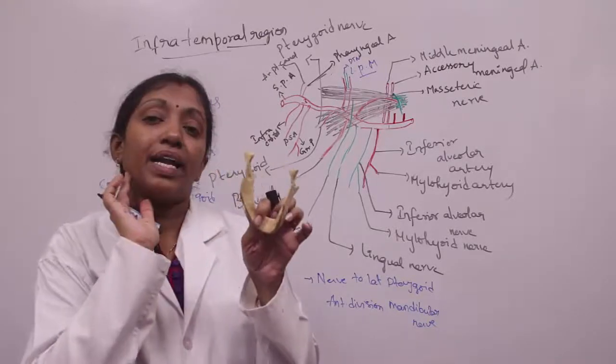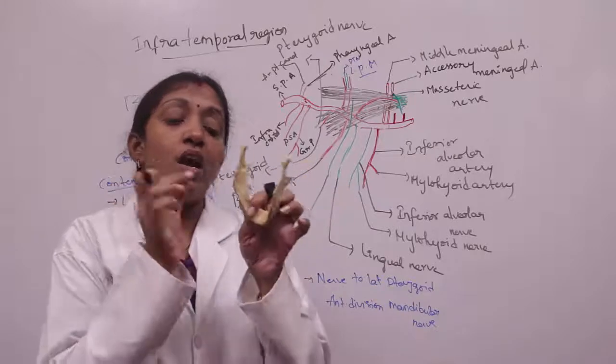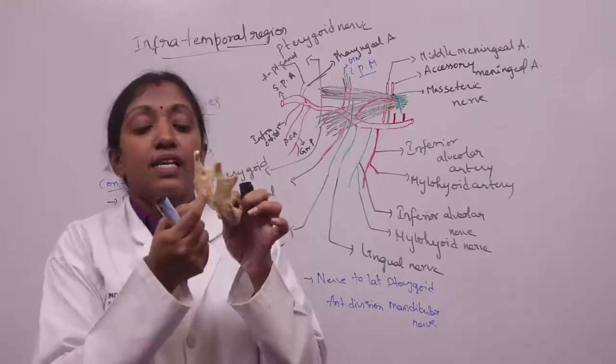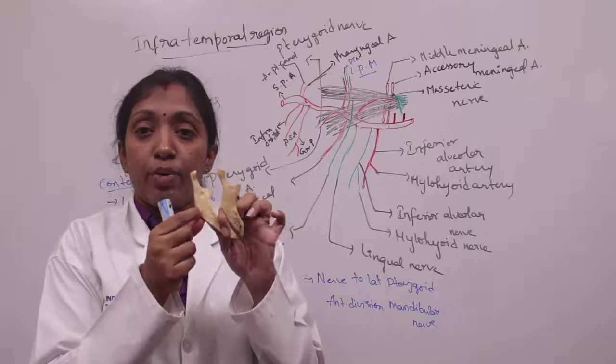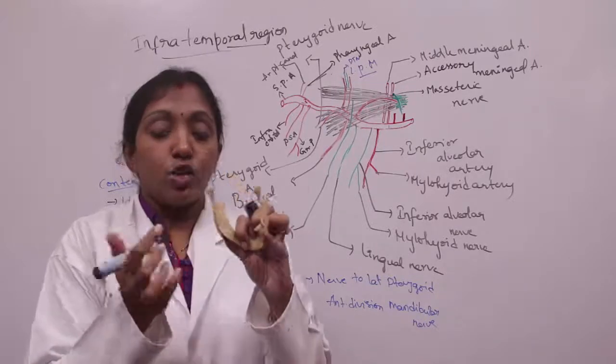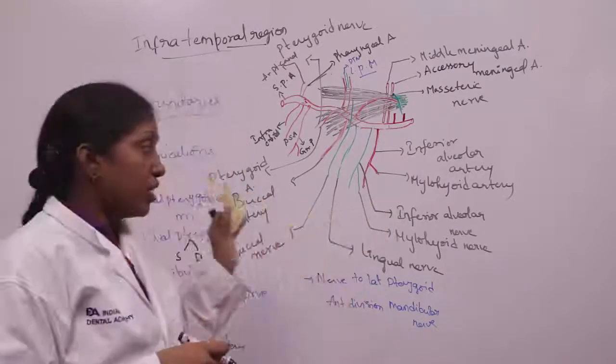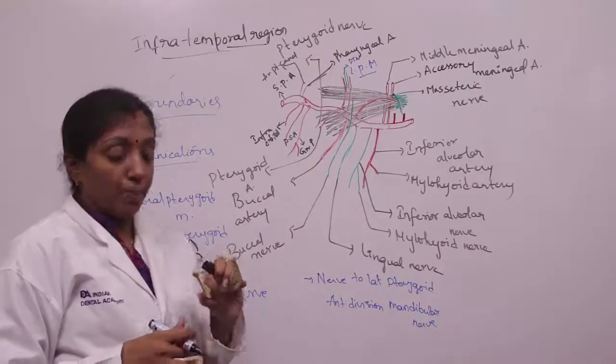This is the angle of the mandible. We can palpate the angle of the mandible here. So the medial pterygoid muscle is inserted here to the angle of the mandible on the medial surface. So that's the origin and insertion of the medial pterygoid muscle.